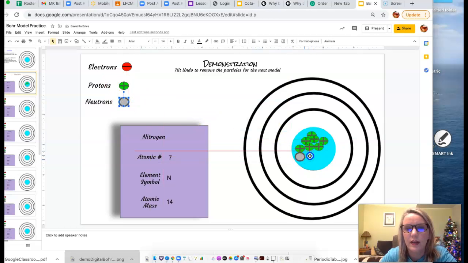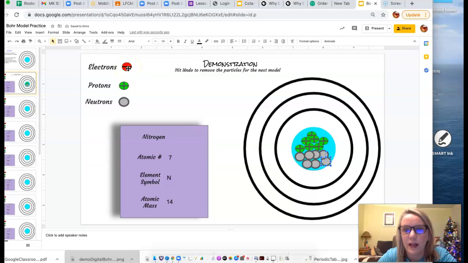We also discussed that electrons and protons are always the same, right? So after I'm done here, we are going to arrange the electrons in these energy shells around the outside, just like we saw in yesterday's assignment. 1, 2, 3, 4, 5, 6, and one more. We'll make that all nice and full.